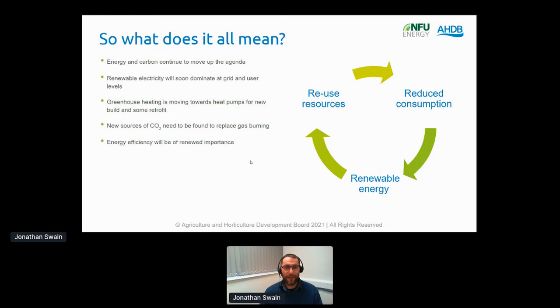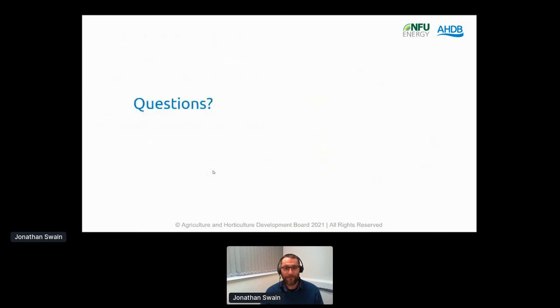Making first steps, energy efficiency is of renewed importance. And I would say this, I'm a dyed-in-the-wool mechanical engineer and come from an energy efficiency background. I'd love to see that make a really big return to importance. And I shall leave it there.